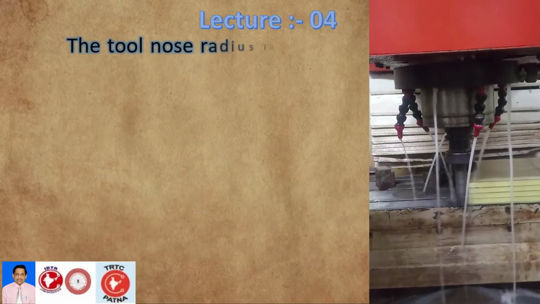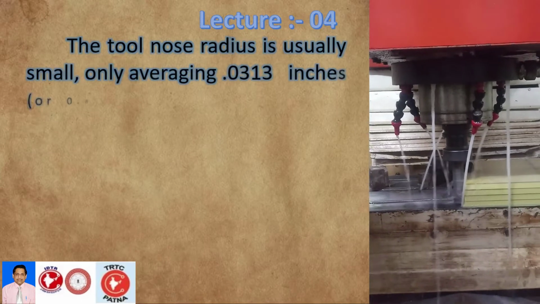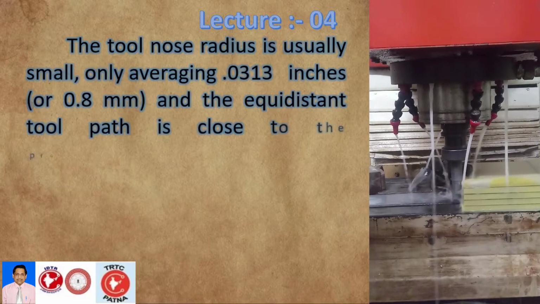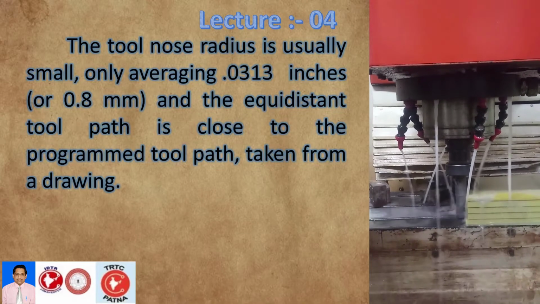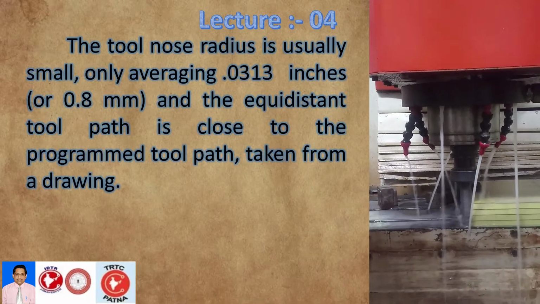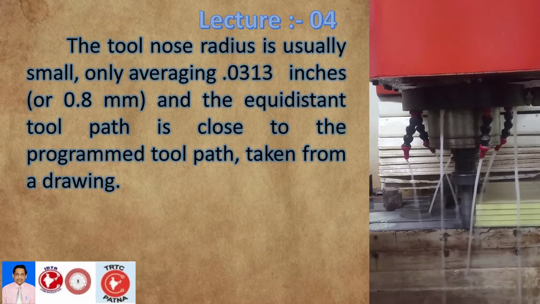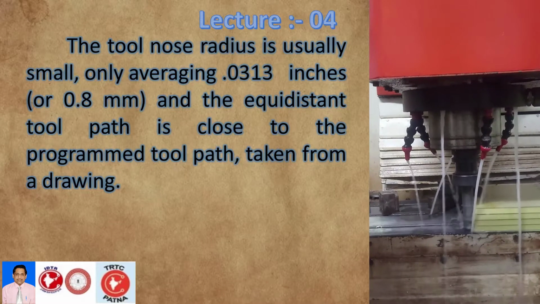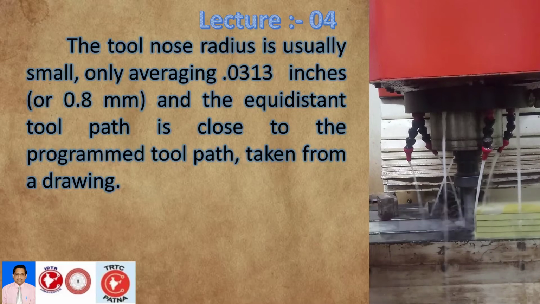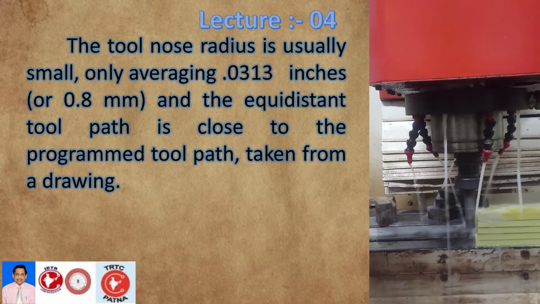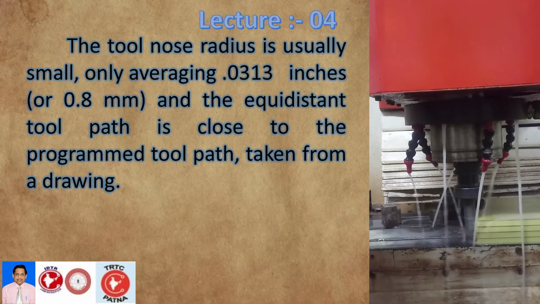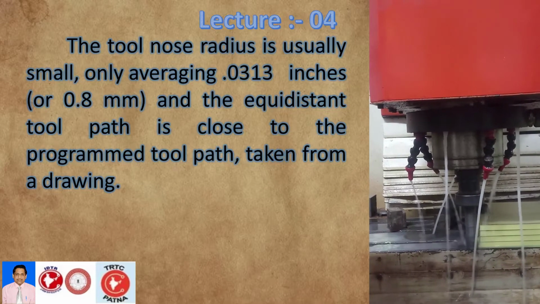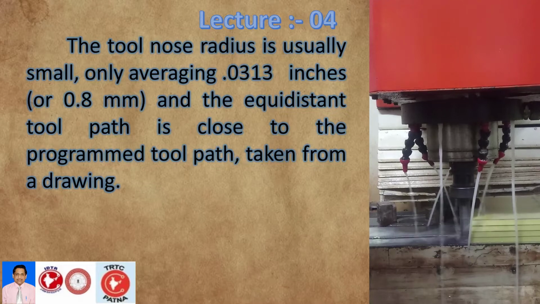The tool nose radius is usually small, only averaging 0.0313 inches or 0.8 mm, and the equidistant tool path is close to the programmed tool path taken from a drawing. This is not the case for milling contour programming, where large tool radii are normal and common. The adjusted arc feed rate is not required in every program. If the cutter center tool path is close to the part drawing contour, no adjustment is needed.